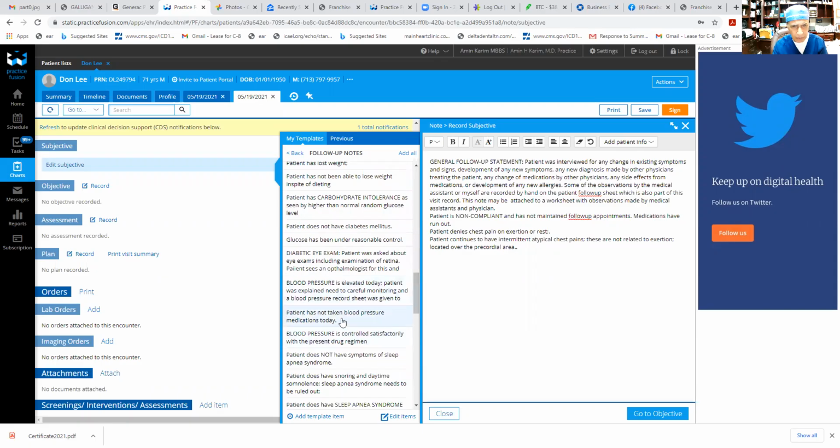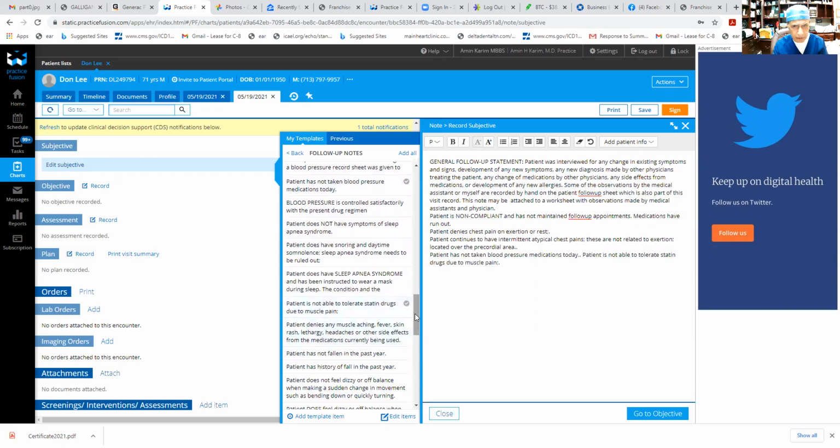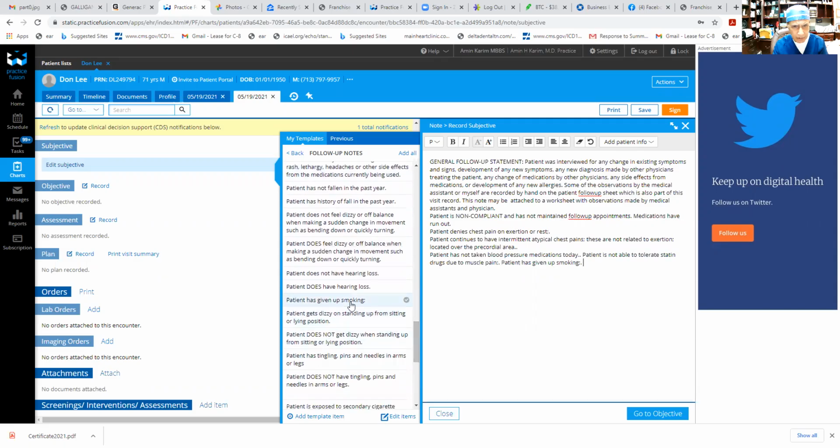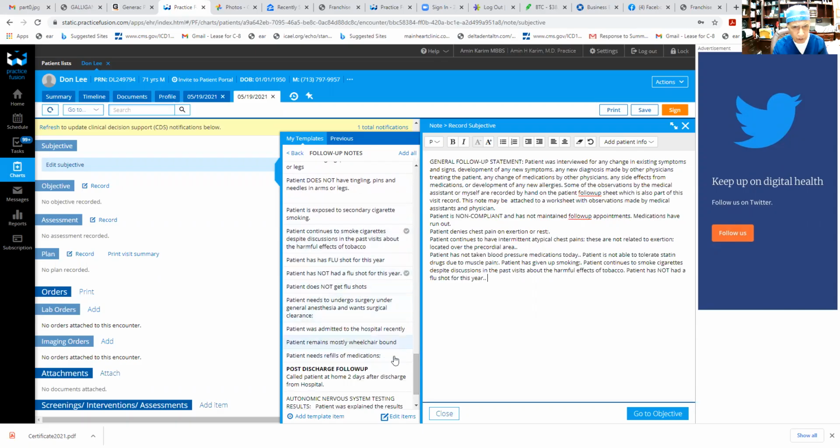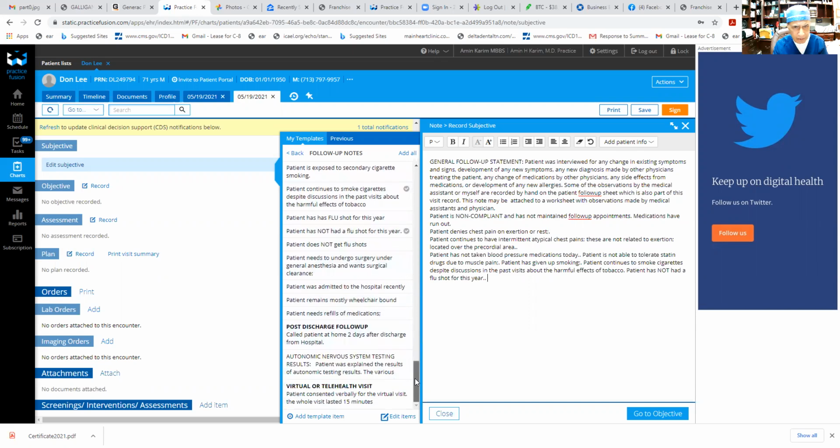So you go through these sentences in exactly the same order as on the form. Patient has not taken his blood pressure medication, and he's not able to tolerate statin drugs, and he has given up smoking, or he continues to smoke, and he has had a flu shot and this and that. So everything is there. Okay, I've not put a COVID shot yet, but I will do that because now we ask every patient. If it's a virtual visit that we did, then we can put down this sentence, if I did a visit on FaceTime.